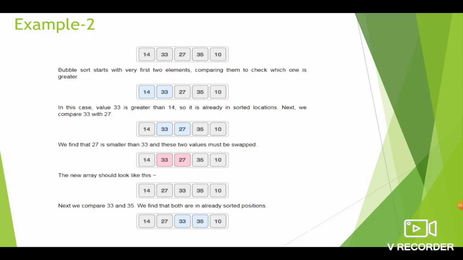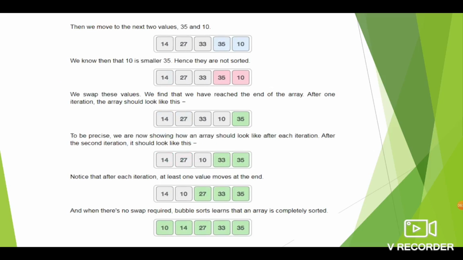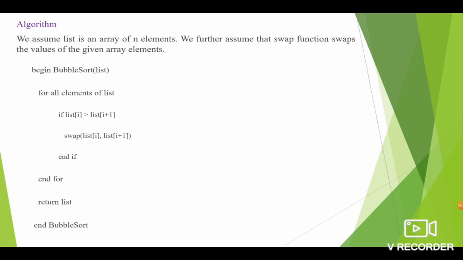Then compare the third and fourth element, they are in order. And compare the fourth and fifth element, that is 35 and 10. Since they are not in order, you have to perform the swap operation, and after performing it we get the array as 14, 27, 33, 10 and 35. So this is the end of the first iteration. After the first iteration, the biggest element is settled at the end. Like that, we are doing several iterations until all the elements are sorted.